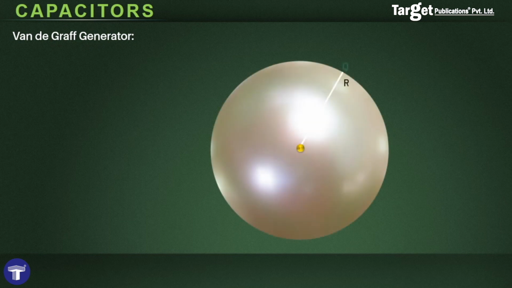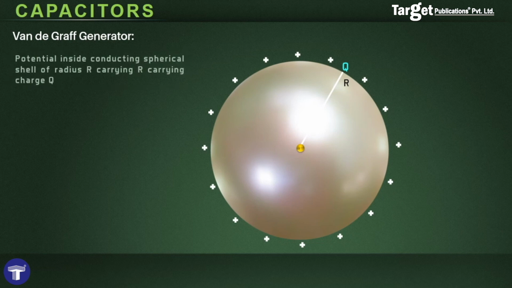Suppose we have a large spherical conducting shell on which we place a charge capital Q. The radius of the shell is capital R. Now we have seen in electrostatics that inside any conductor the potential is constant. Therefore, the potential inside the spherical shell will be constant and it is equal to the potential at its center, which is given by 1 upon 4 pi epsilon naught, capital Q upon capital R.